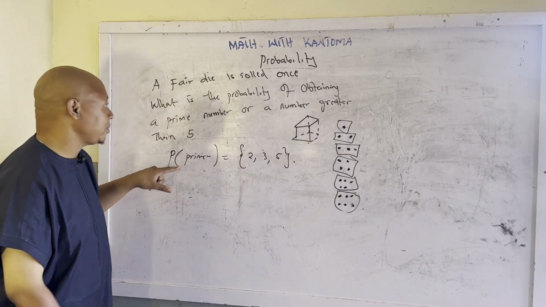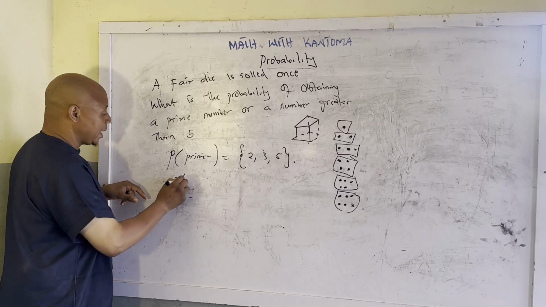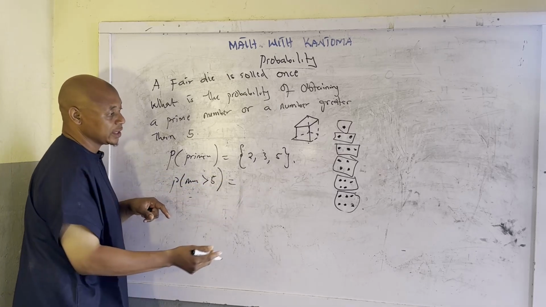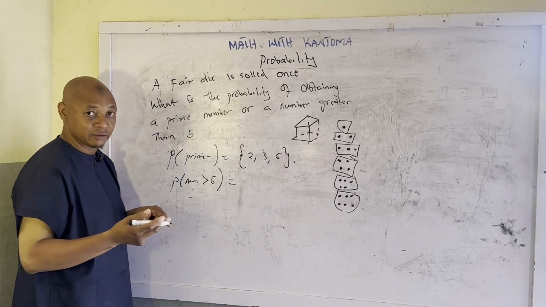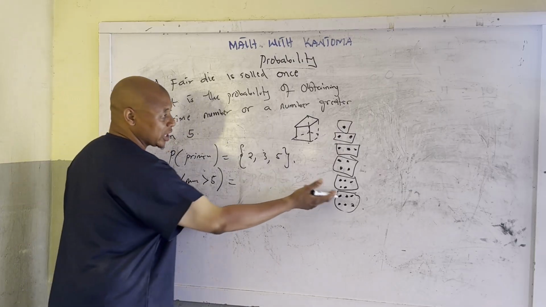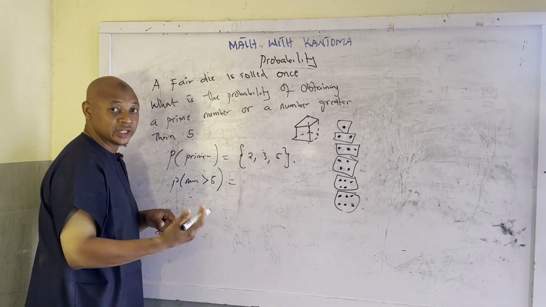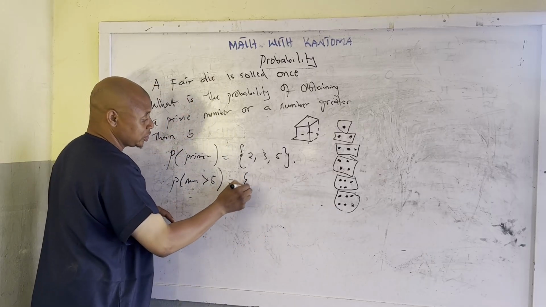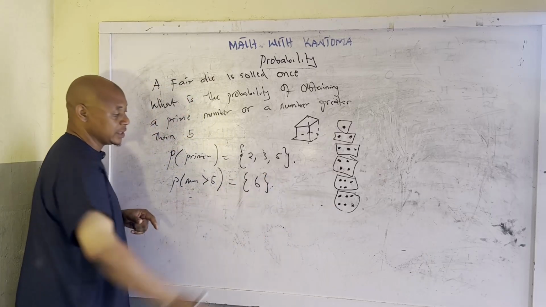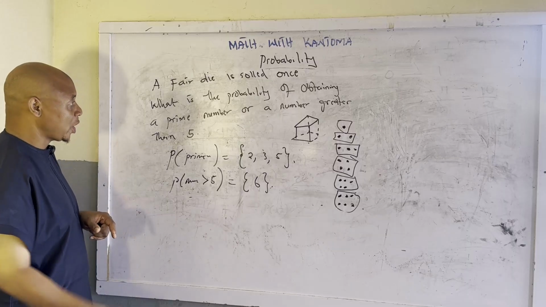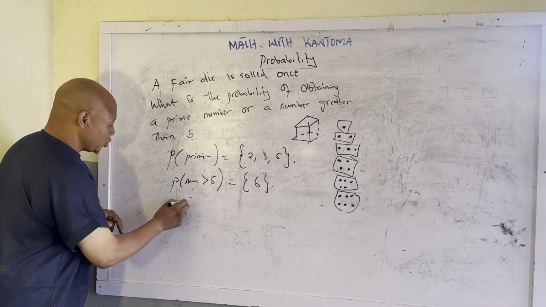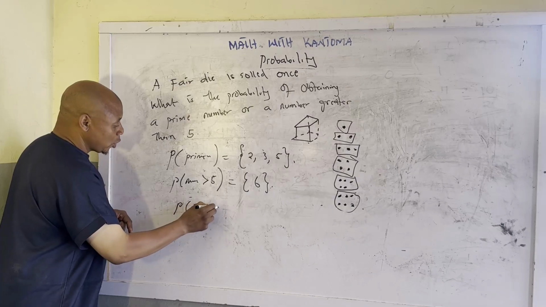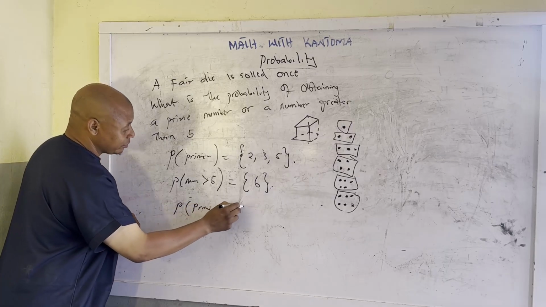So now the probability of picking a number greater than 5 is going to be what? 6 is the only number that is greater than 5, right? Apart from 6, we don't have any other number that is greater than 5 within this universal set. So therefore, this is going to be a set of 6. So now, going back to our question, they said we should find the probability of obtaining a prime number or a number greater than 5.